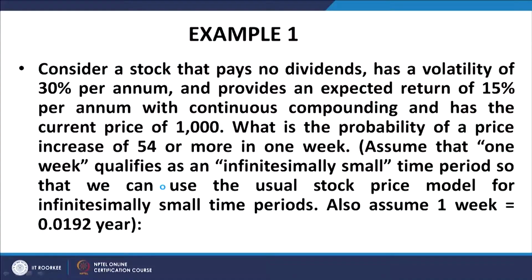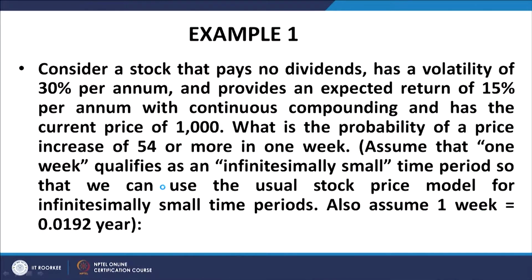Right. Now, a few examples before we move towards the pricing of options. Consider a stock that pays no dividends, has a volatility of 30% per annum, that is sigma is equal to 30% per annum, and provides an expected return of 15% per annum with continuous compounding. It has a current price of 1000. What is the probability of an increase of 54 or more in 1 week? Use the infinitesimally small model, assume that 1 week is equal to 0.192 years. This is the data that is given to us.